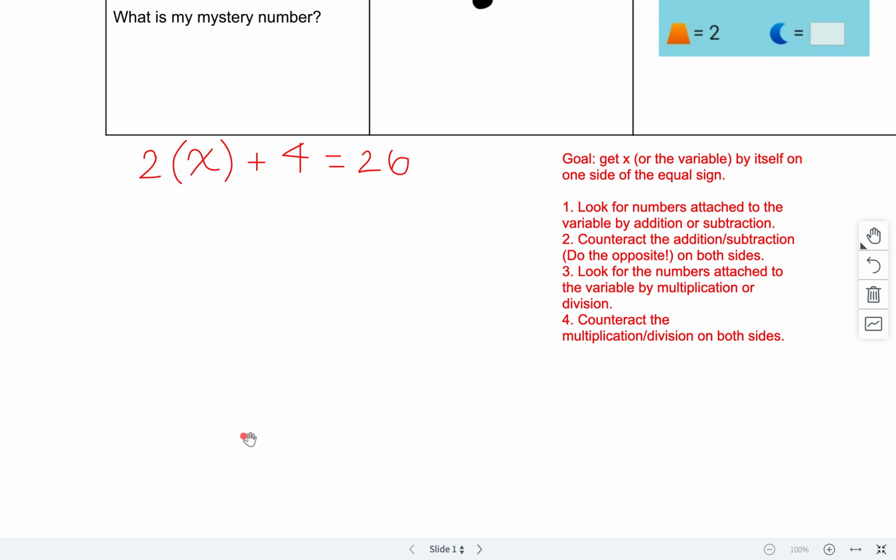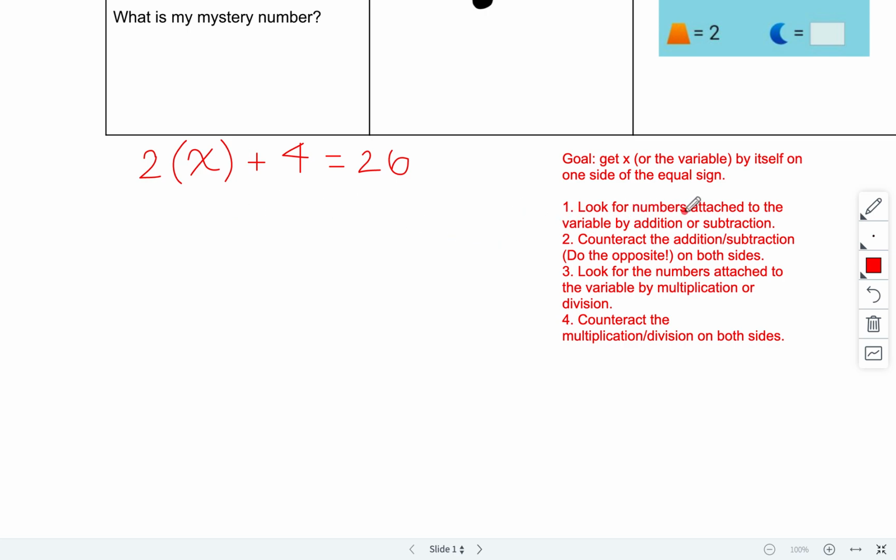The first thing we're going to want to do is look for numbers attached to the variable by addition or subtraction. The reason we do this, and I'll explain this in another video if needed, is because of order of operations. It's just going to help us unravel this equation the easiest way with the least amount of steps so that we can get x completely by itself. So let's look at all of the numbers on the left side that we can move over to the right side to get x by itself.